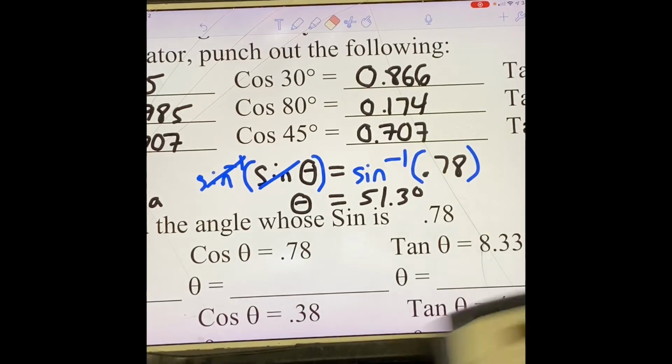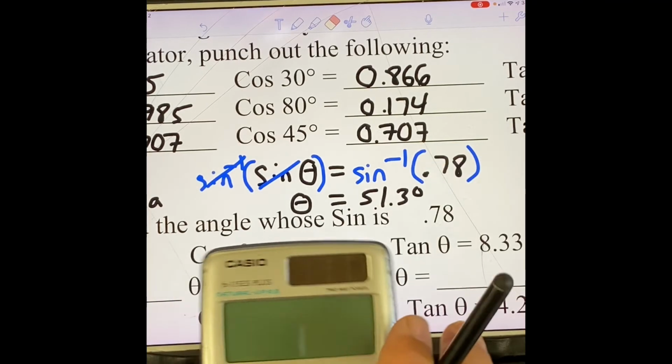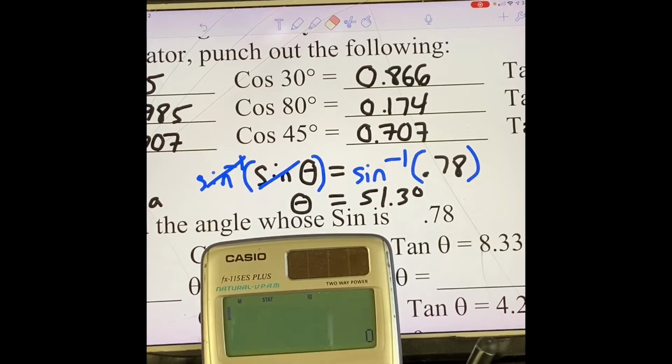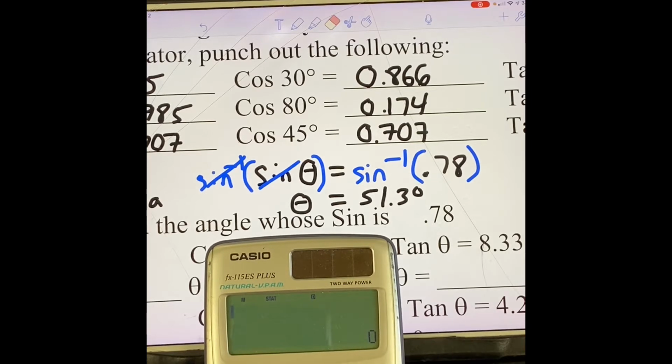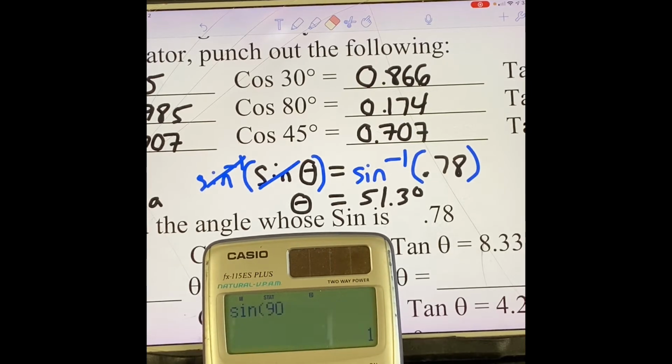Okay, again, on a different calculator, this one right here, let me just double check, sine of 90, good, we're in degree mode. So if I want to do the arc sine on this calculator, I would hit shift sine, and you can see the arc sine symbol show up of 0.78, and you see I get the same thing, 51.3 degrees. I round 0.26 up to 0.3.